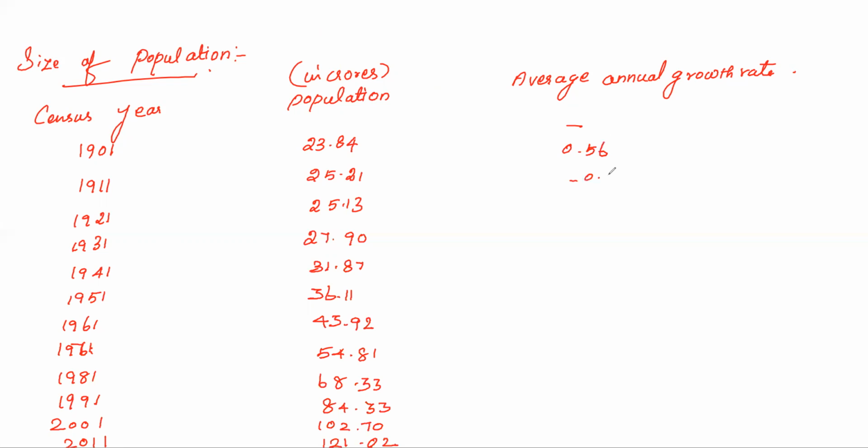Okay, so average annual growth rate is 0.56, minus 0.303, 1.04, 1.33, 1.25, 1.96, 2.20, 2.22, 2.16, then 1.97, 1.66. So they gave a table. ஓகேங்களா? So அப்போ over 100 years என்ன பண்றாங்க?